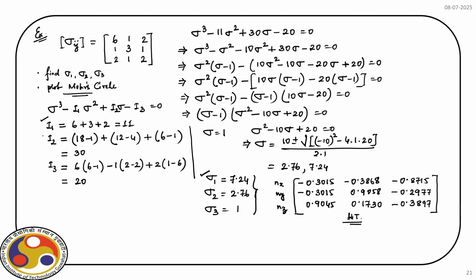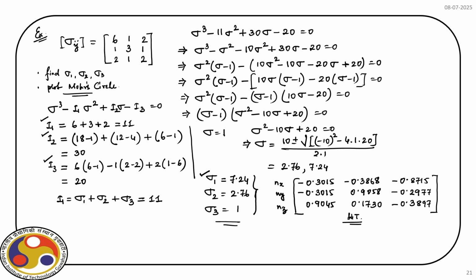stress invariants, that is I1, I2, I3, are truly invariant in terms of sigma 1, sigma 2, sigma 3. So, let us cross verify. We know I1 is equal to sigma 1 plus sigma 2 plus sigma 3, and the sum of this, if you do, you will again get 11. So, that is the first invariant.